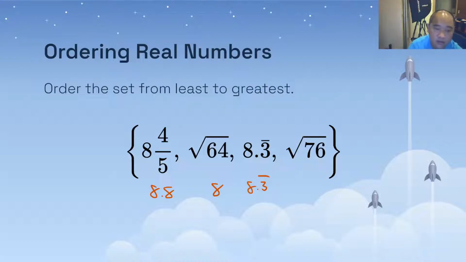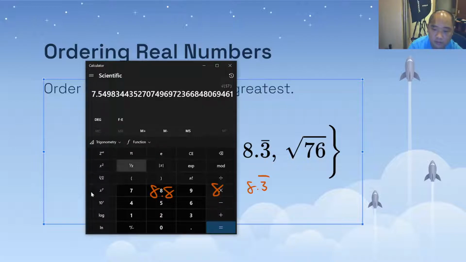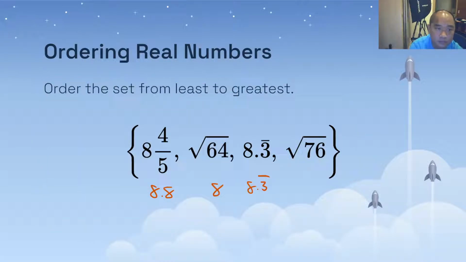And then this is 8.71. So if you're going to order these, it would be square root of 64, 8.3 repeating, square root of 76, 8 and 4 over 5.